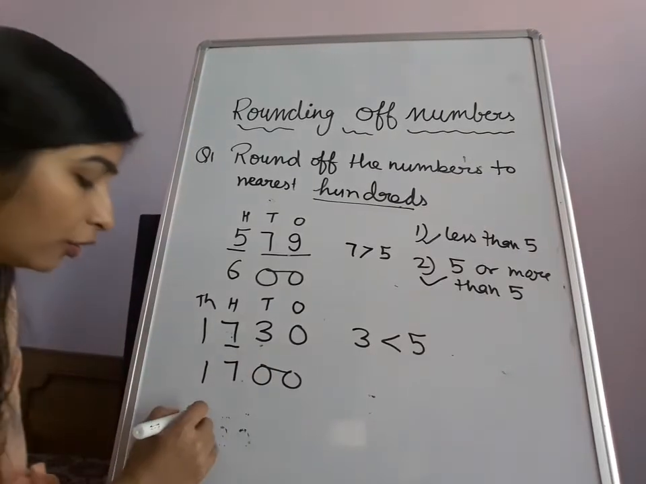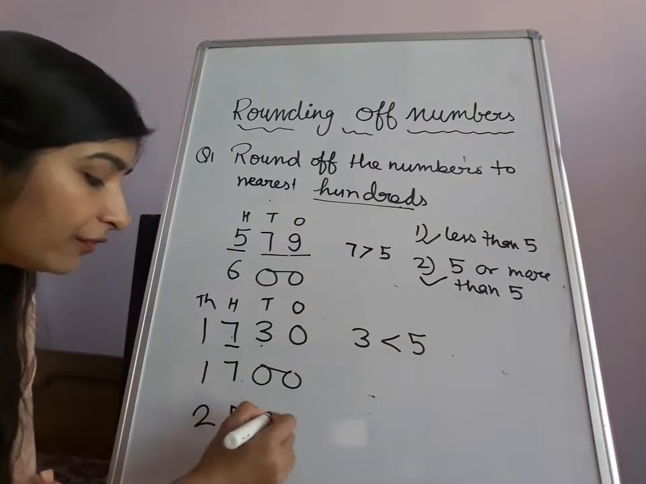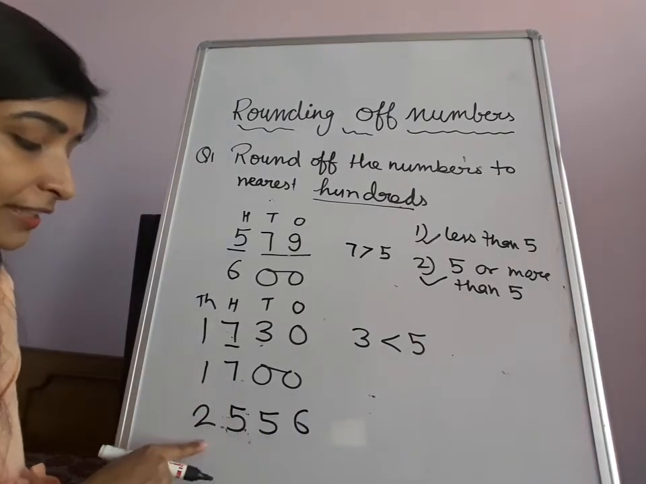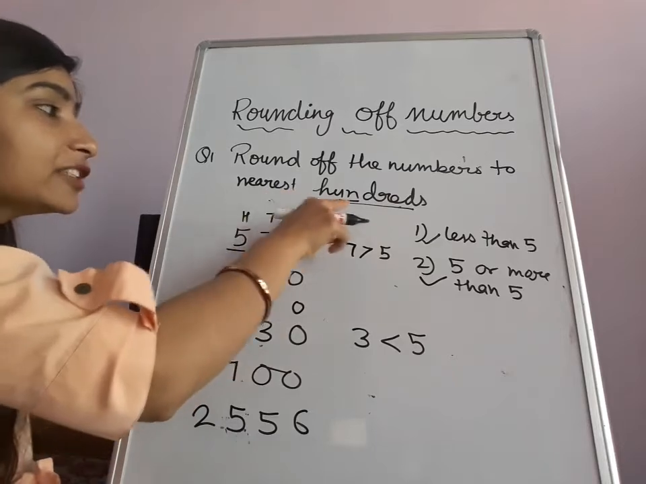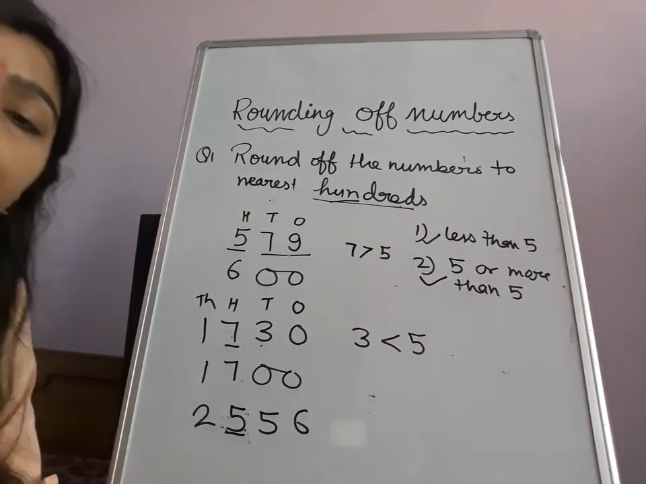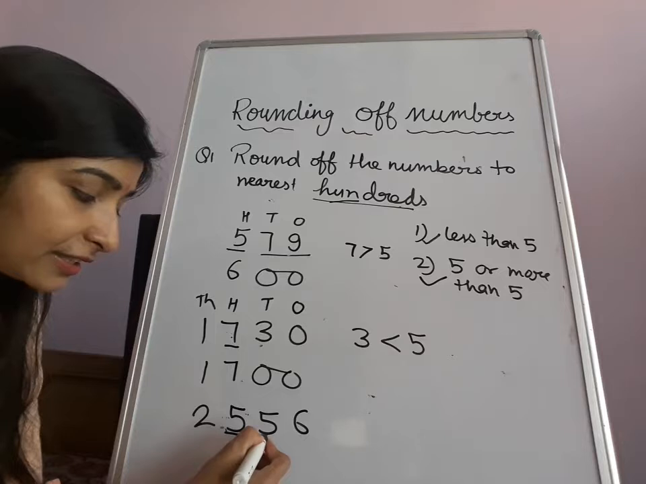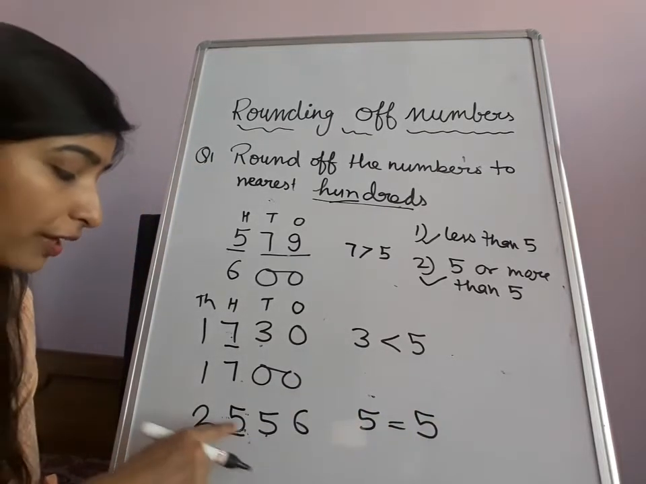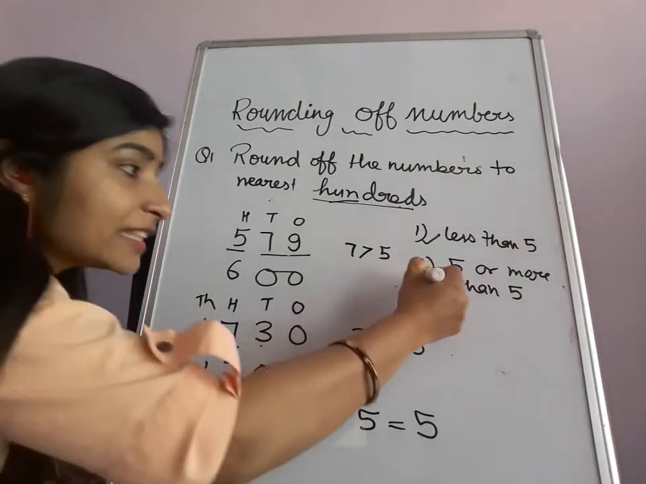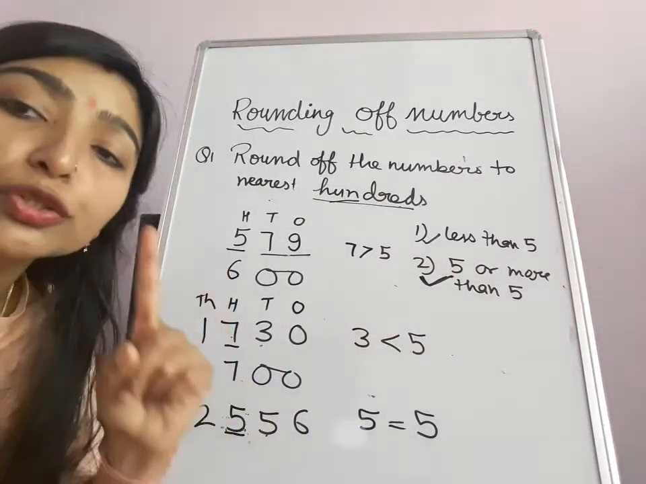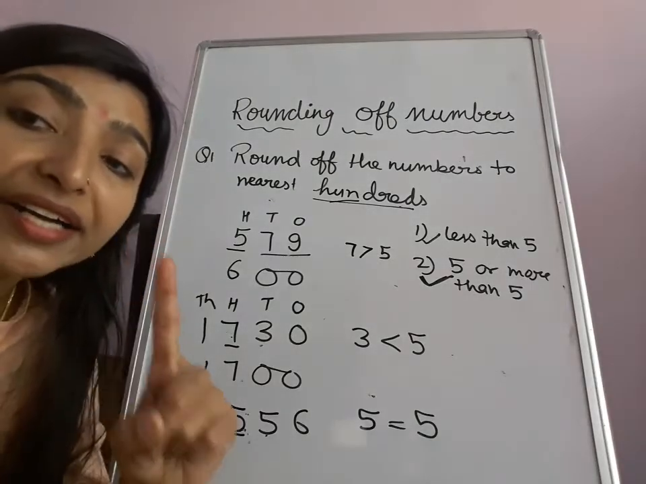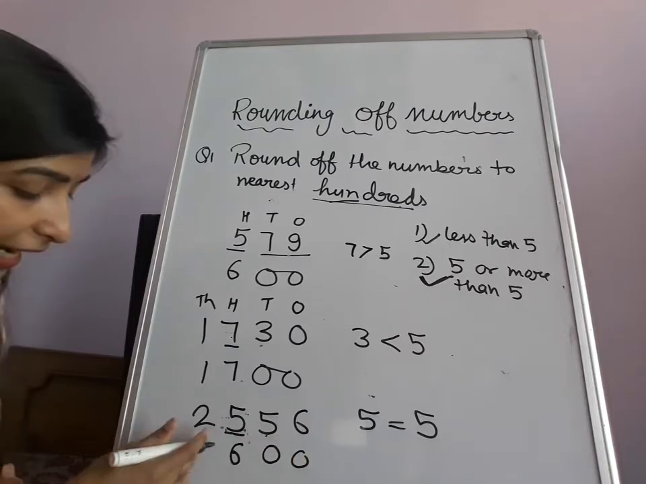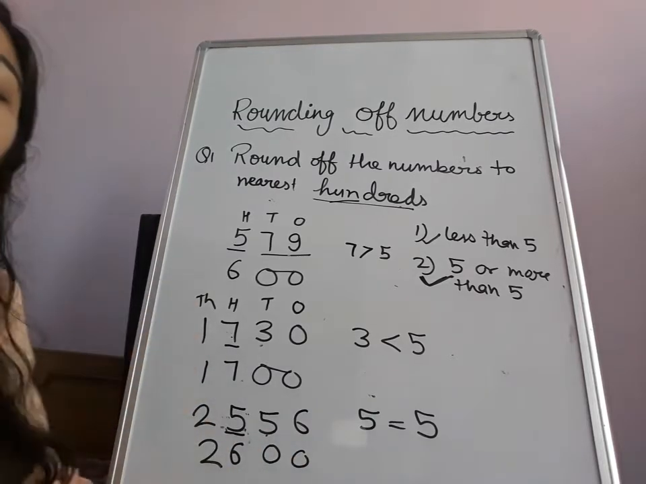One more example, 2556. Now in this number, again nearest to 100, so you will underline the 100 place. See the next digit, and 5 is equal to 5. So this digit you have to write down. This is the second condition, and in the second condition you have to add 1 in the underlined number. So this becomes 6, these two become 0 and the left side numbers remain the same.